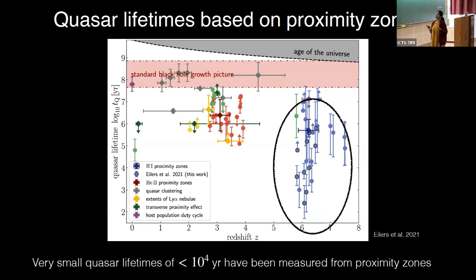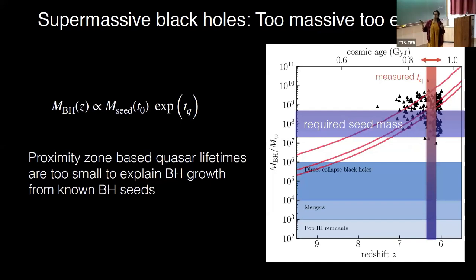What they found, interestingly, was a certain population of quasars that had lifetimes of less than 10,000 years. This is a problem for black hole seed models, because if you had only 10,000 years to grow a black hole, then the required seed masses fall outside the range of known black hole seed models. So this is basically the crisis of supermassive black hole growth, where proximity-zone-based quasar lifetimes are too small to explain black hole growth from known black hole seeds.